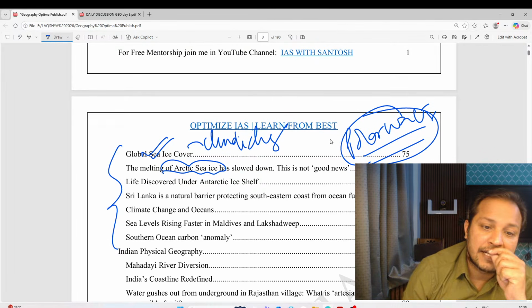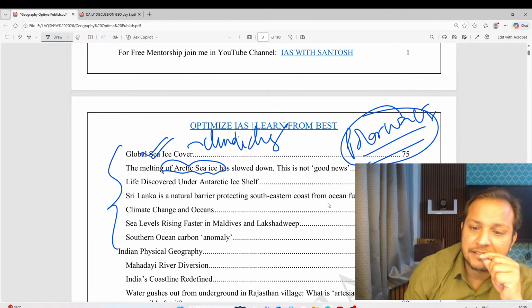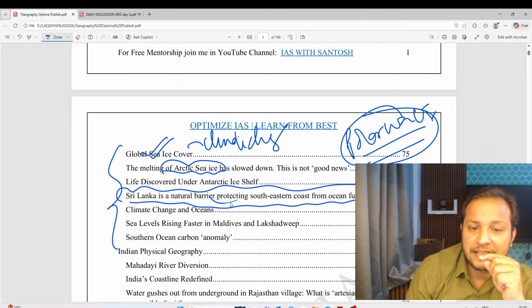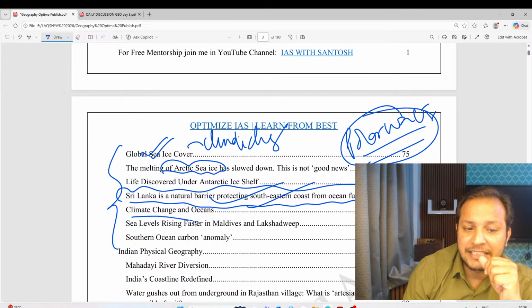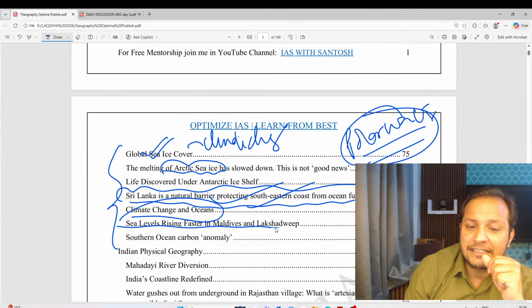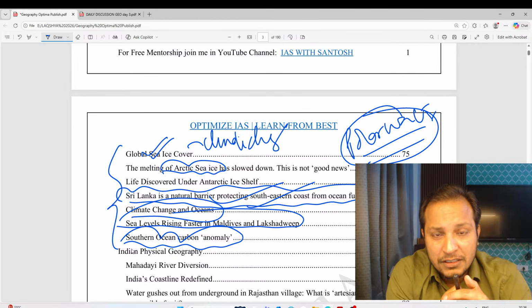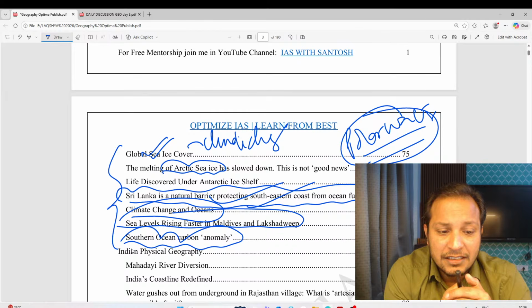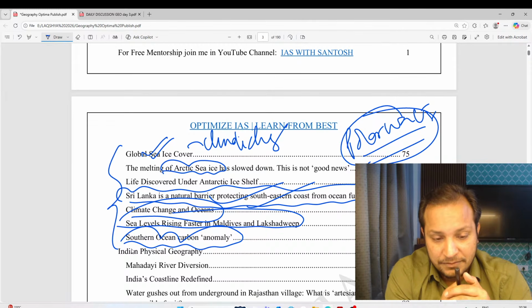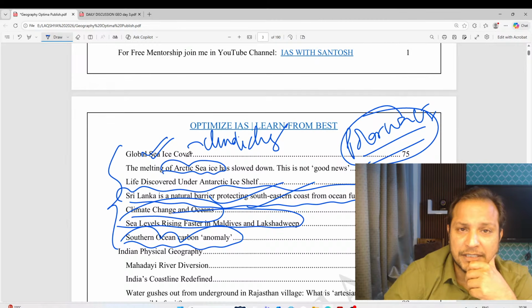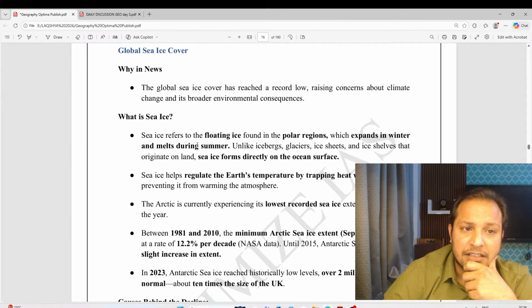Next, guys, swell waves, Sri Lanka as a natural barrier, climate change and ocean, sea level rise, again climate change, coral reefs, and the Southern Ocean. The Southern Ocean can also be one topic which can be asked in the prelims. So let's try to see some of the PYQs which have been coming. Okay, so I'll just take you to this topic.